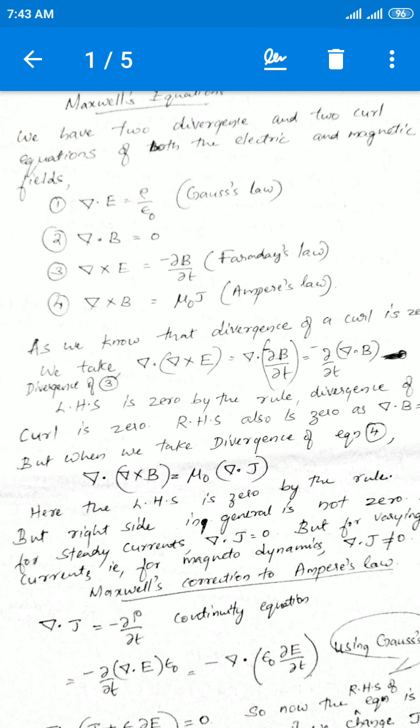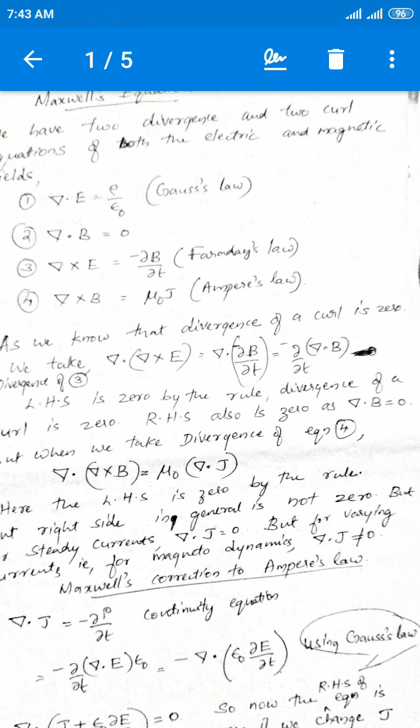Now let us see the divergence of the curl equation, the divergence of the third equation. Del cross E, the third equation, we take the divergence of it. That means del dot del cross E. That means del dot of minus dou B by dou t, isn't it? So we can write it as minus dou by dou t of del dot B. We know that the divergence of a curl is already 0. It should be 0, isn't it?